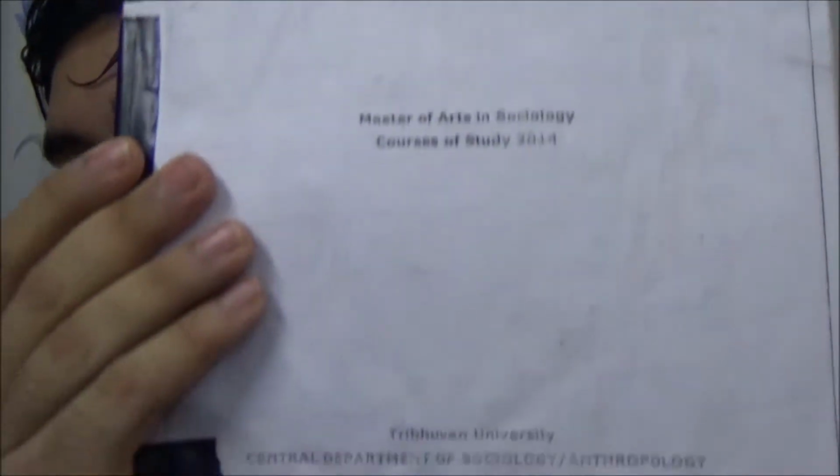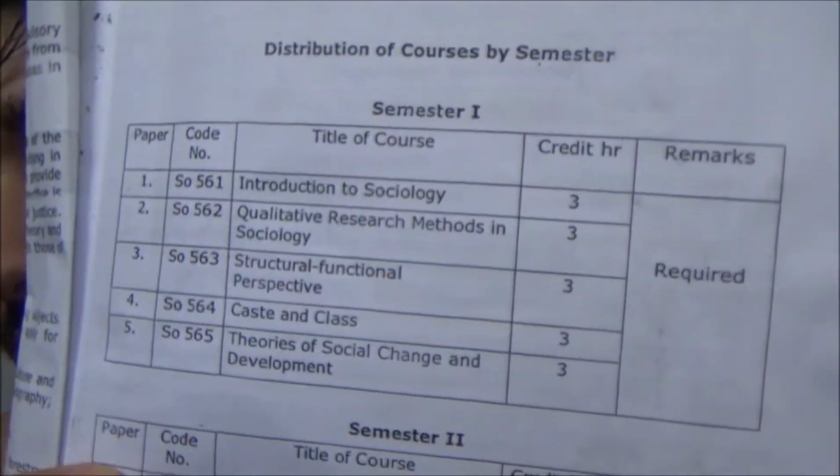tried my best, and this is our syllabus. You can see it here. And as per the syllabus, I will try to show you the subjects I am studying in my first semester: Sociology 561 Introduction to Sociology, Sociology 562 Qualitative Research Methods in Sociology, Sociology 563 Structural Functional Perspective, Sociology 564 Caste and Class, Sociology 565 Theories of Social Change and Development.